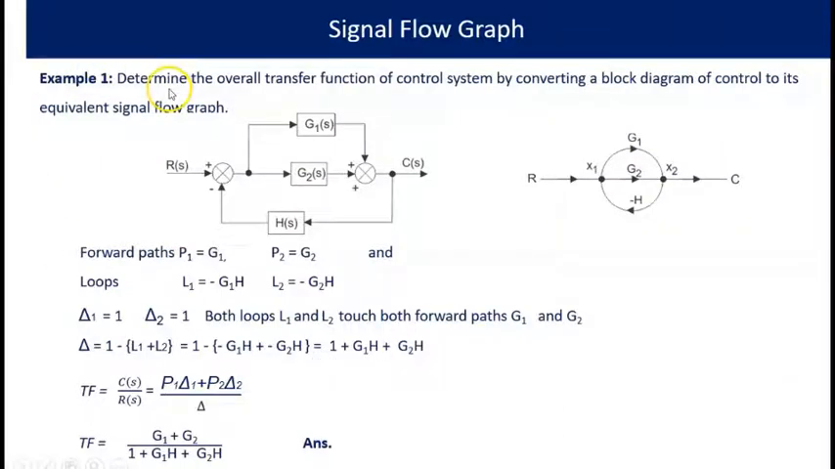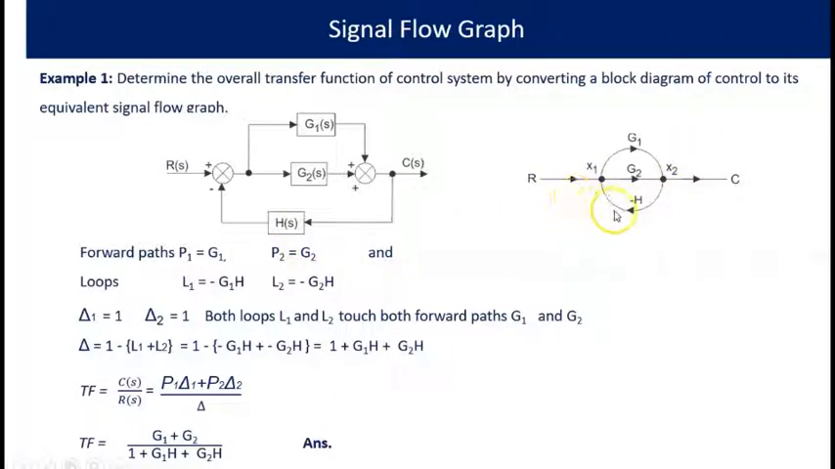Now we can do one problem. Determine the overall transfer function of the control system by converting this block diagram to its equivalent signal flow graph. The summing point is coming before the takeoff point, so you can represent these two by a single node. Here also the summing point is coming before the takeoff point, so a single node. G2, parallel path G1, feedback path -H.